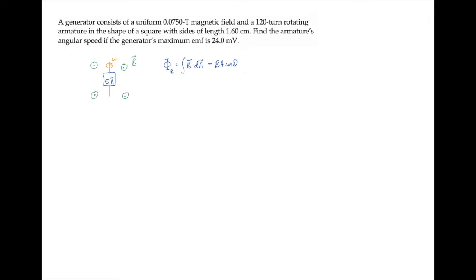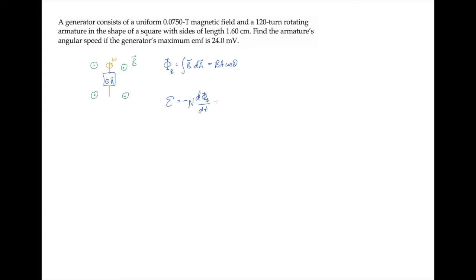We know from Faraday's law that the EMF induced around the armature is minus the time derivative of the magnetic flux through one turn multiplied by the number of turns, capital N. In our expression for flux above, the only variable that changes with time is the angle theta. As the armature rotates, the angle between A and B changes with time.